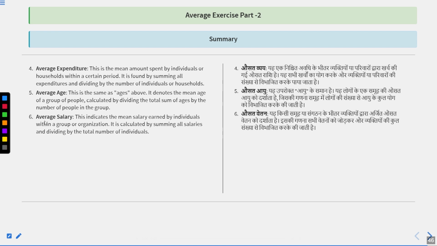Clear? Next one is average ages. This is the same as average age above. It denotes the mean age of a group of people, calculated by dividing the total sum of the ages by the number of people in the group. Now the sixth one is average salary. This indicates the mean salary earned by individuals within a group or organization. It is calculated by summing all the salaries and dividing by the total number of individuals. Okay, thank you.